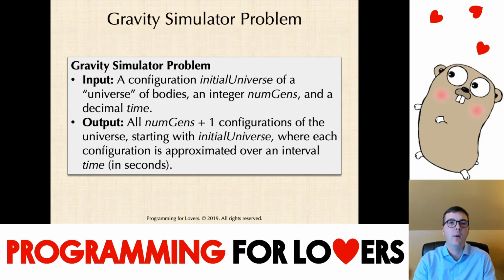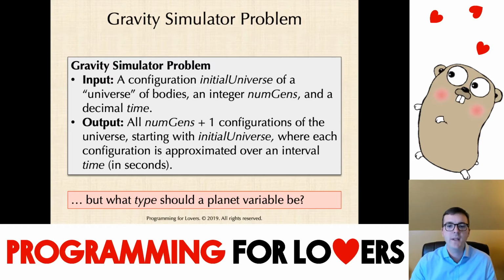In the meantime, I'll point out what's the output. Well, it's all the configurations of the universe. So just as we looked at generations of a cellular automaton, we're going to have all the configurations of the universe, starting with the initial one, and then this configuration is approximated every time, say, seconds, whatever unit of time we pick. Of course, we might say, well, we have all these bodies. They could be moons or stars or planets or so on, but what type should these bodies have?